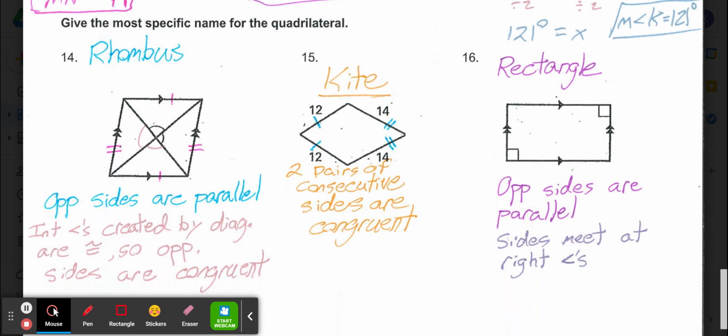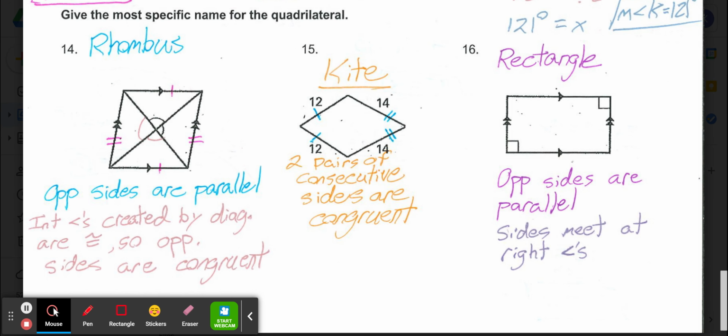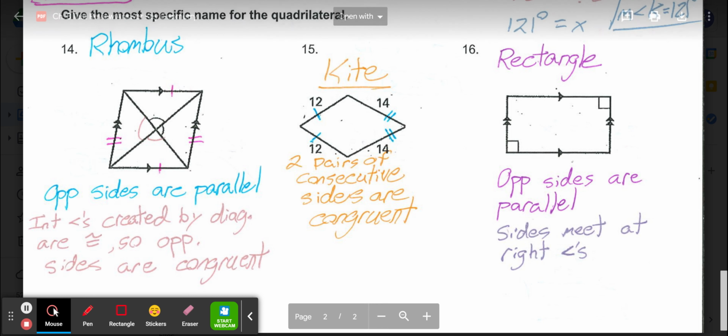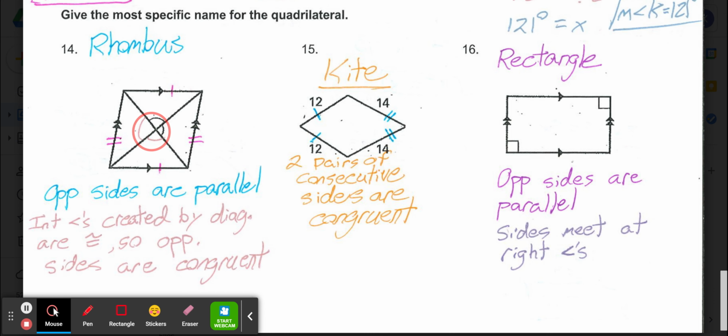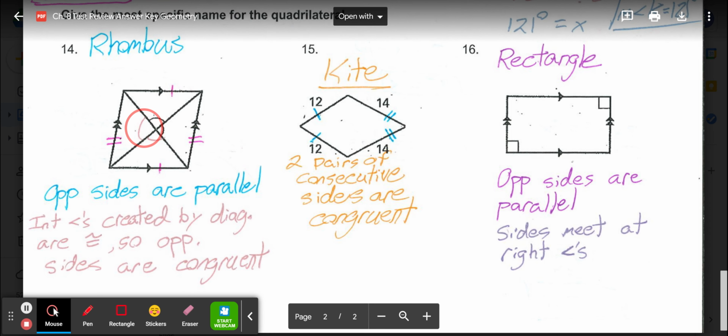And then moving down to our last three problems. This is where you're going to want to make sure you have your notes with our different theorems, definitions, and properties, because we need to give the most specific possible name for each quadrilateral. So if I look at 14, they gave us the indicators here showing that we have two sets of parallel opposite sides. So I know opposite sides are parallel. Then on the inside, they gave me these two angles are congruent, meaning these two angles are also congruent because they're vertical angles. So all four angles on the inside are congruent.